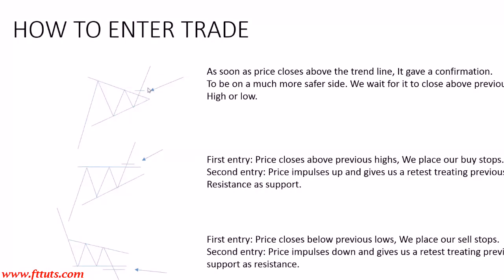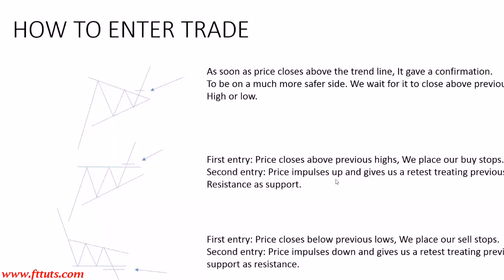Okay, so price will close somewhere around here, above this trend line. It gave us the first confirmation, but to be on the safer side, the second confirmation would be if it closes above this previous high here. Now with the ascending triangle, it's the same rule. As soon as price closes above the previous highs, then we enter. Price closes above the previous highs, we place our buy stops.